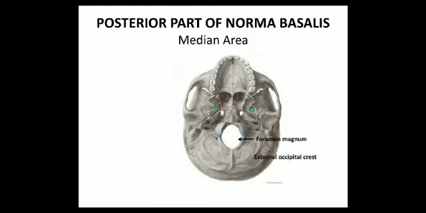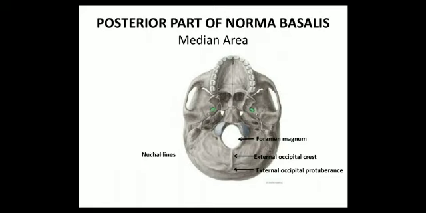The external occipital crest begins at the posterior margin of the foramen magnum and ends posteriorly at the external occipital protuberance. The external occipital protuberance is a projection located at the posterior end of the crest.